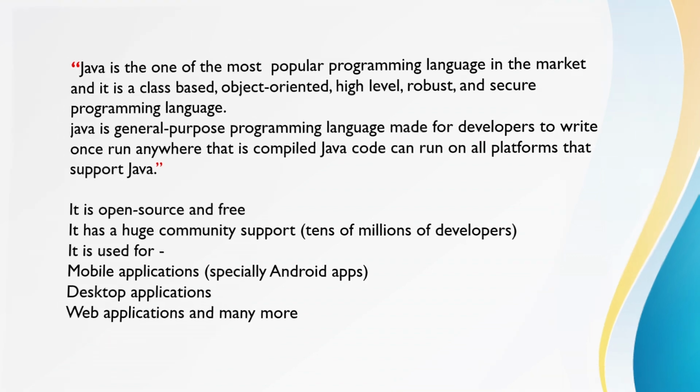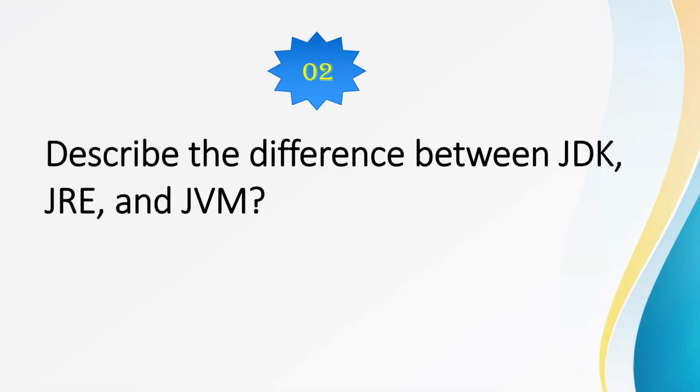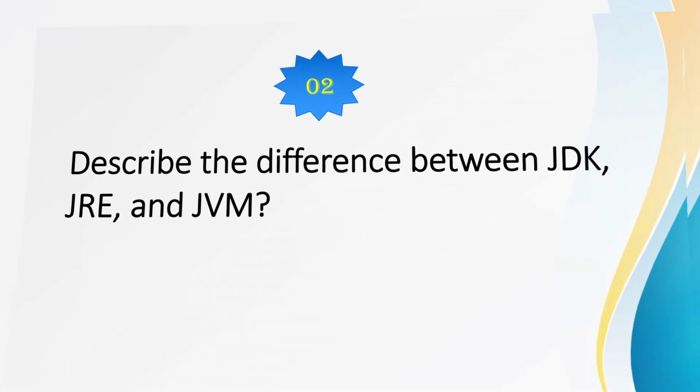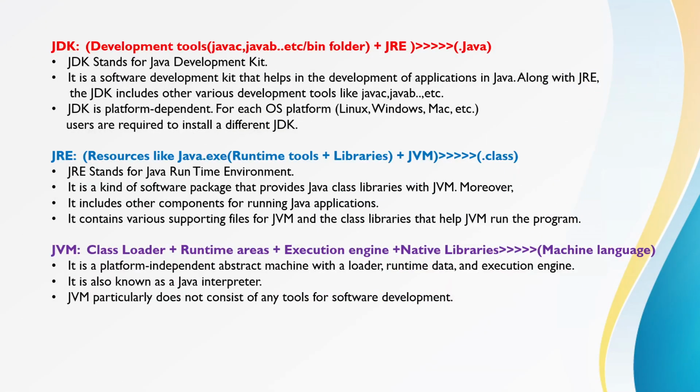Okay, let us see the second question. Describe the differences between JDK, JRE and JVM. It is also one of the most important questions. JDK stands for Java Development Kit. It is a software development kit that helps in the development of applications in Java. Along with JRE, the JDK includes various other development tools like javac and javap, etc.